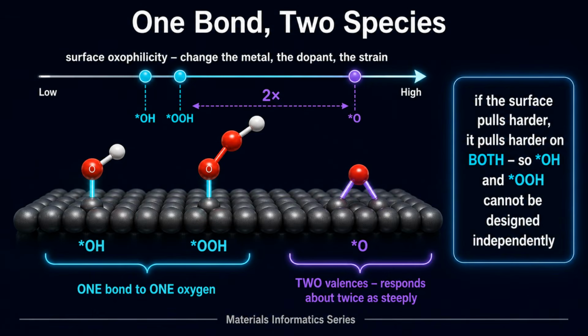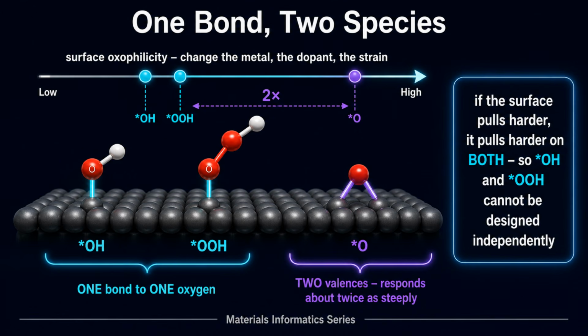Look at how each intermediate attaches. The OH species sits on the surface through a single oxygen atom with a hydrogen hanging off it. The OOH species also sits through a single oxygen atom with an OOH tail hanging off it. A surface's chemistry, from an adsorbate's point of view, is largely how strongly it grabs one oxygen through one bond. Make the surface more oxyphilic, and it grabs harder on both. So the 2 do not respond independently.